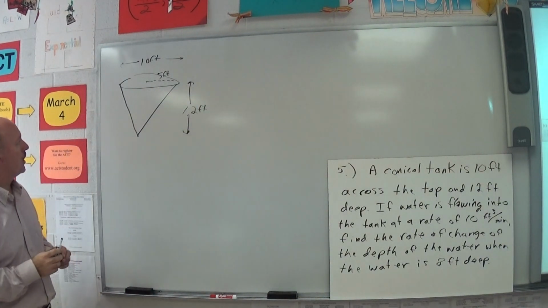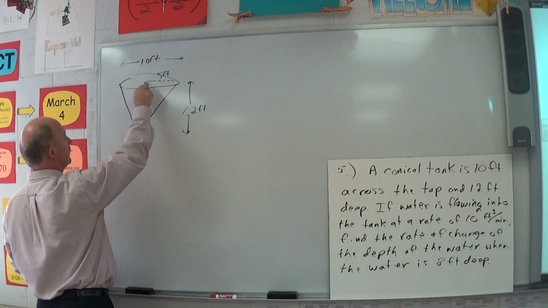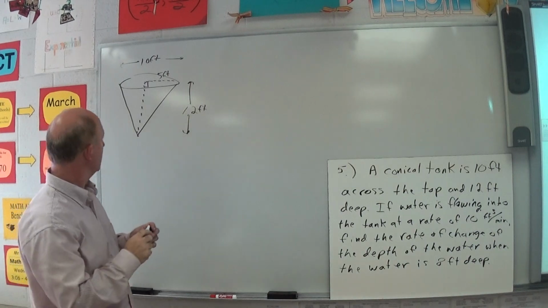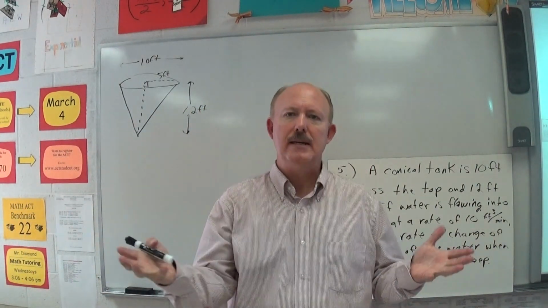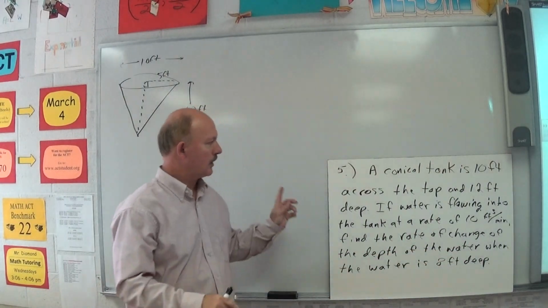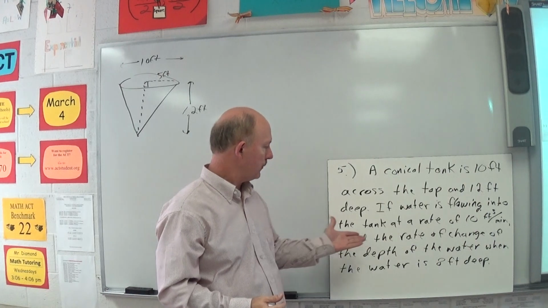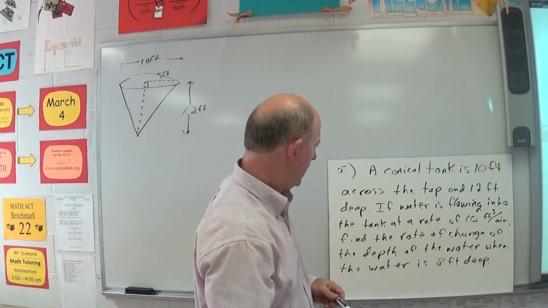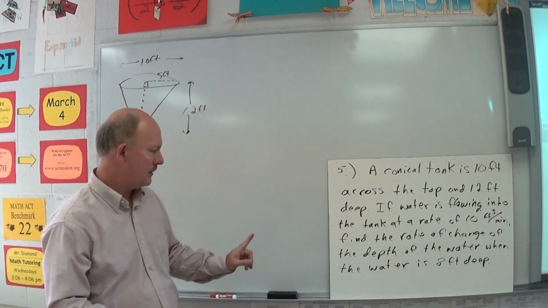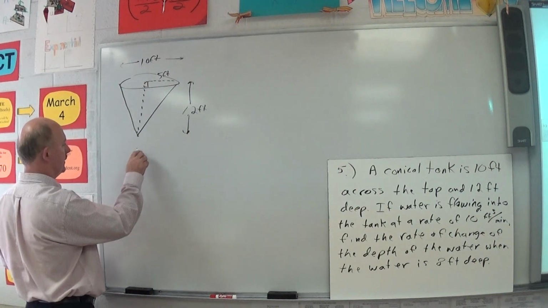Now, that'll be the height of the cone. And let me draw the height inside the cone. All right, now let's see what are we given in this problem. So the conical tank is 10 feet across the top, 12 feet deep. The water is flowing into the tank at a rate of 10 cubic feet per minute. And find the rate of change of the depth of the water when the water is 8 feet deep.